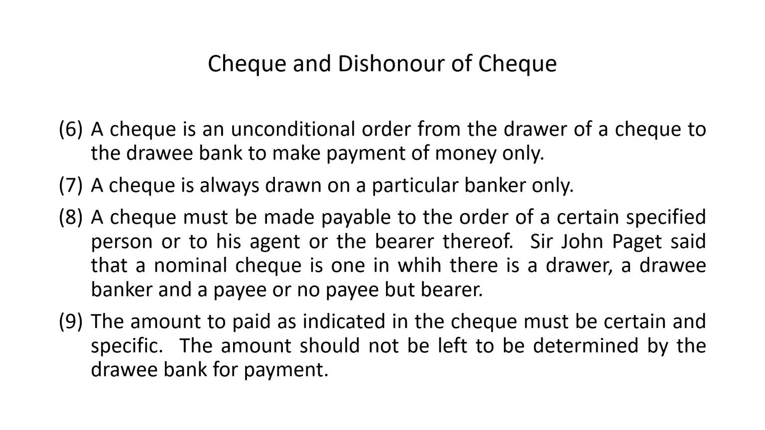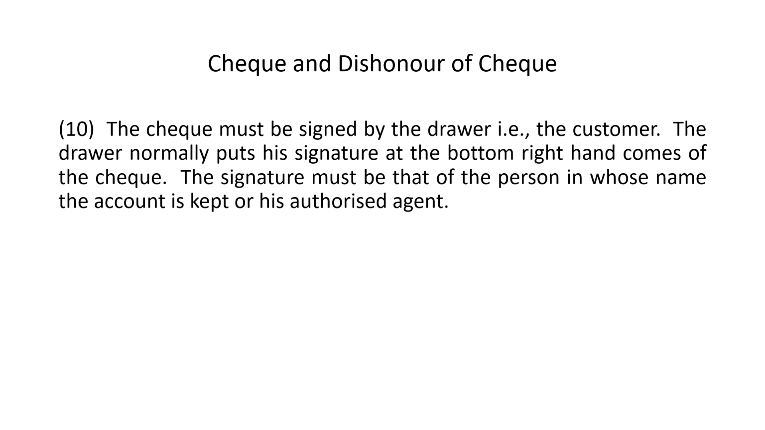The amount to be paid as indicated in the check must be certain and specific. The amount should not be left to be determined by the drawee bank for payment. And the last one is that the check must be signed by the drawer, that is the customer. The drawer normally puts his signature at the bottom right hand corner of the check. The signature must be that of the person in whose name the account is kept or his authorized agent.